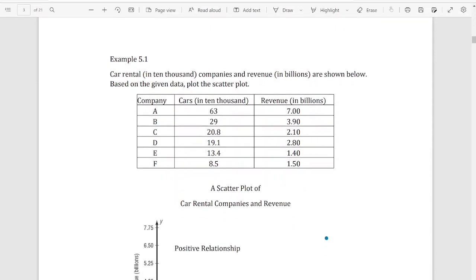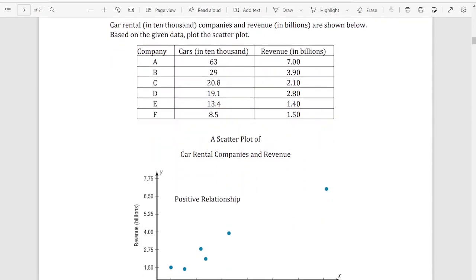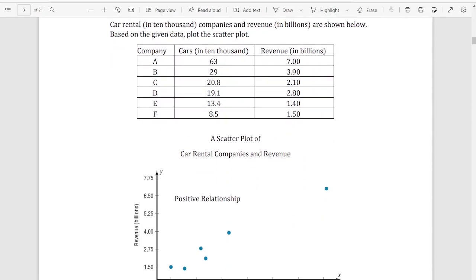If, for example, you have example 5.1 here, so you have the car rental in 1,000 companies and revenue in billions shown below. Based on the given data, plot the scatter plot. Okay, so plot the scatter plot. So remember, the scatter plot is just simply the dot plot on a scatter graph in a two-dimensional graph.